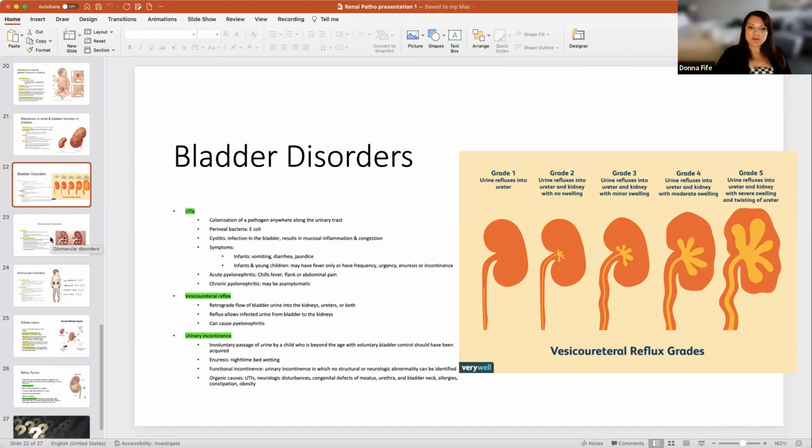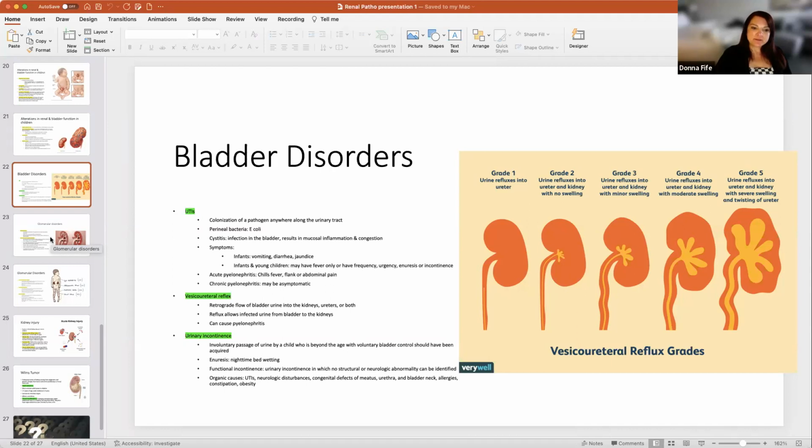Vesicoureteral reflux. This is the retrograde flow of bladder urine into the kidneys, ureters, or both. Reflux allows infected urine from the bladder to the kidneys, and this can cause pyelonephritis as that urine is able to get back up to the kidneys.